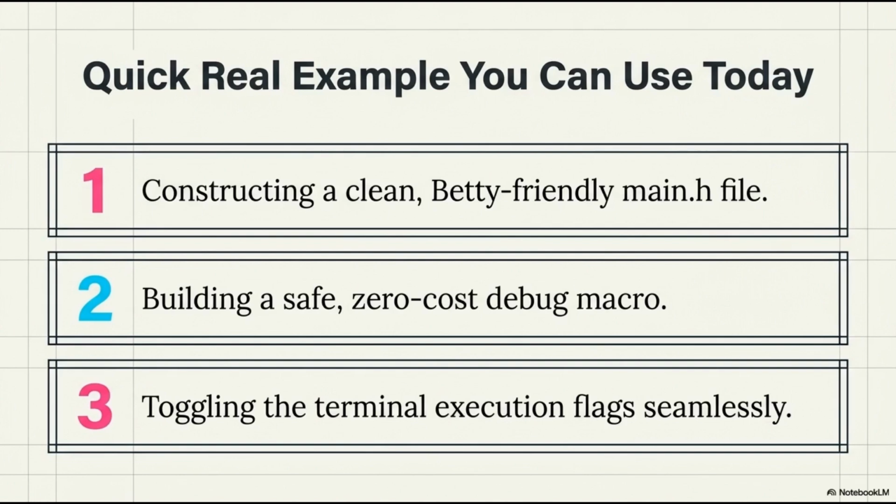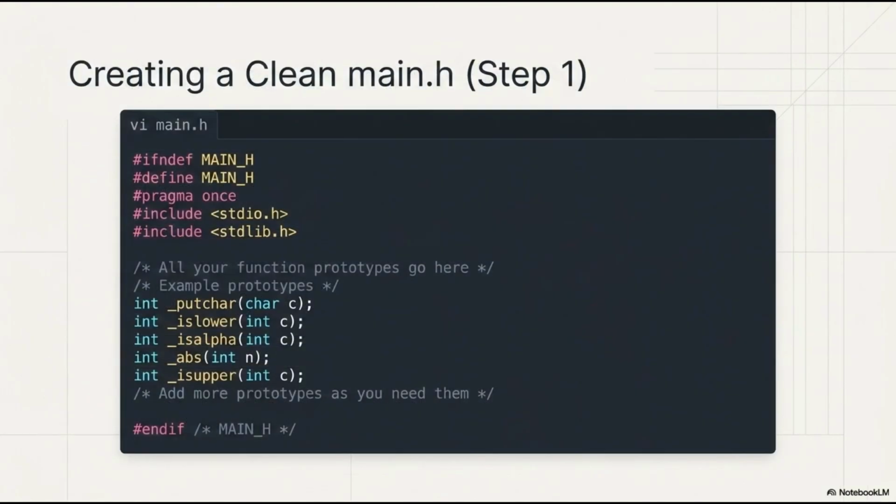And honestly, this three-step process is the exact workflow professional C developers use to keep their logic clean and their debugging environments powerful, all without sacrificing an ounce of performance in their final release builds. All right, let's start with step 1, the clean header file. Take a look at this setup for a main.h file.